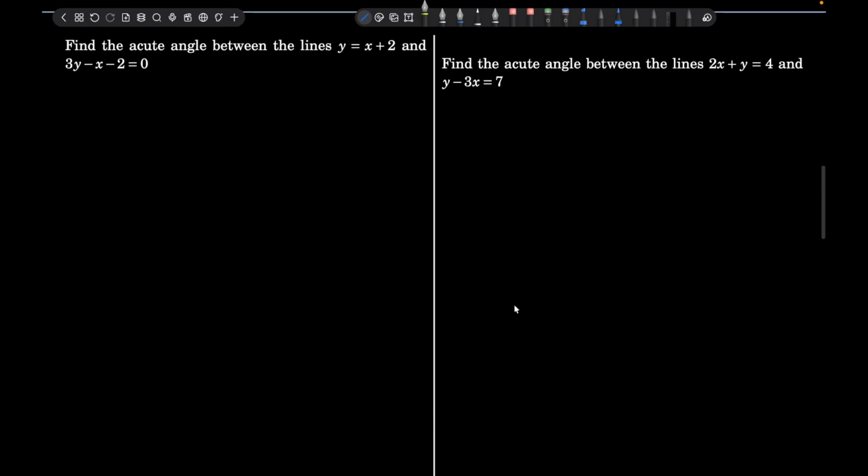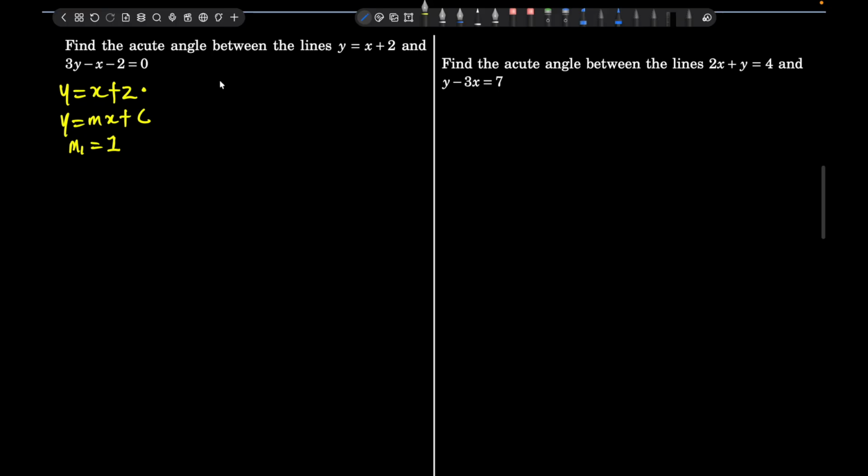If you don't understand the first one, follow the second one now. The question says that we should find the acute angle between the lines. The first line is y is equal to x plus 2. For this one, you can see that the coefficient of y is 1, so you don't have to divide anything. If you compare it with y equals mx plus c, you will see that the coefficient of x here is 1. So m1 is equal to 1.